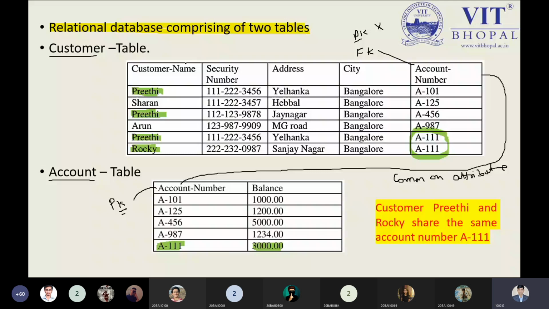So customers Preeti and Rocky share the same account number, that is 8111. That is the only meaning over here. They are sharing the same account number because their details exist in the account table. That is the only point. So now this diagram is clear. Without understanding the primary key and foreign key, you are not able to understand such a part. So now tell me, is it clear to all right now?